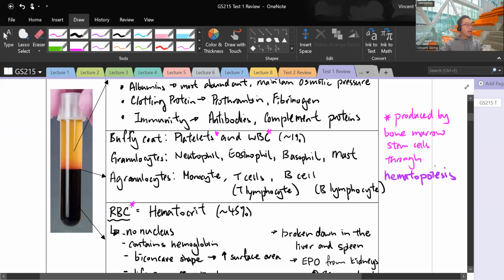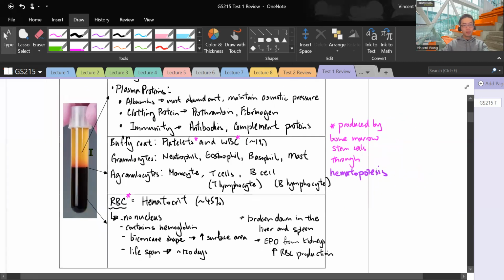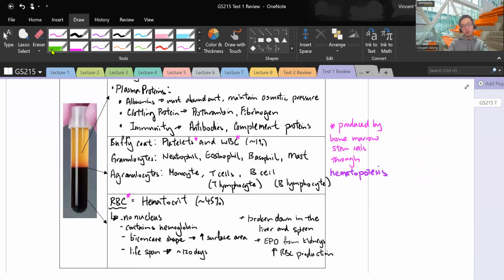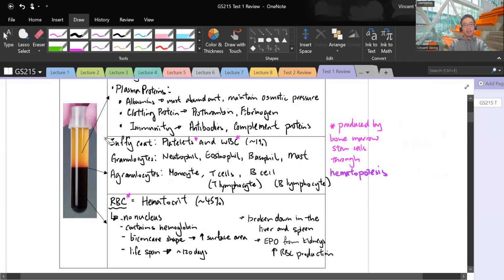All right, so that's that. Are we good here with the fractionated blood? That was just a quick review of all the layers. Hopefully it makes sense, right?